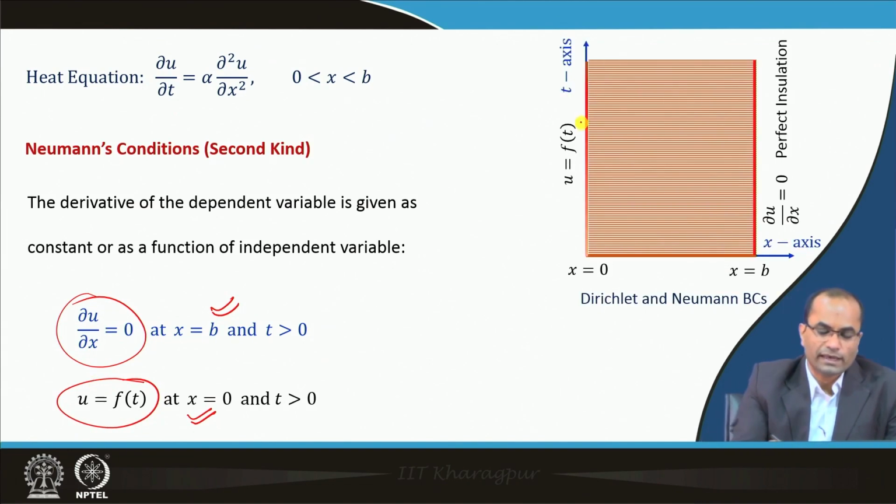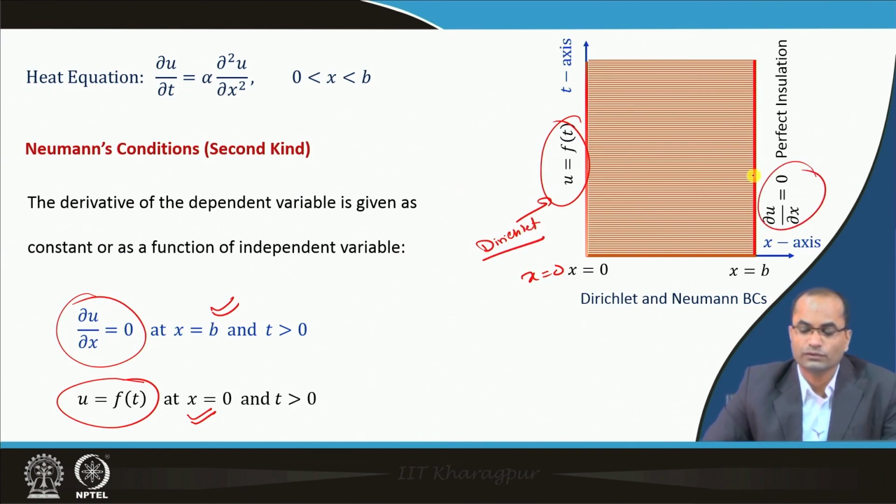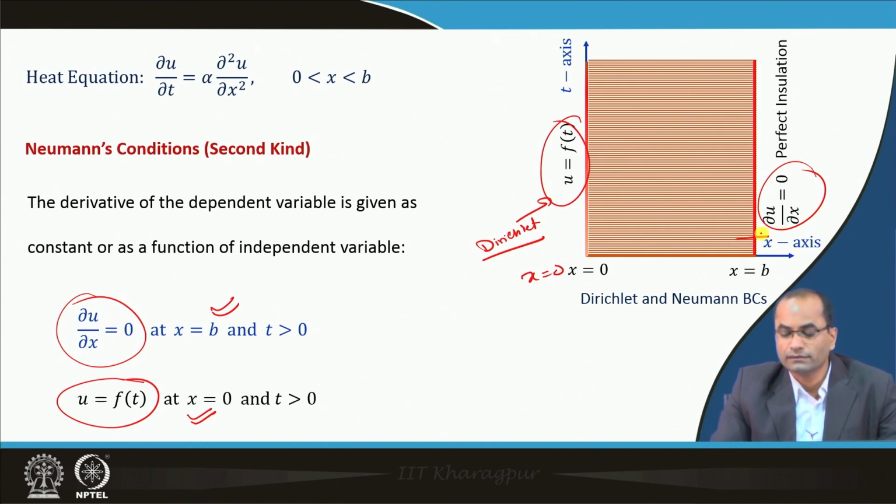So, in this example at the end x equal to 0 we have the Dirichlet boundary condition, and at the other end we have del u over del x equal to 0. What do we mean by del u over del x equal to 0? That in the direction of x the u does not change, that means there is perfect insulation here, there is no heat loss at the boundary x equal to b, because del u over del x, this flux in the direction of x, is set to be 0.